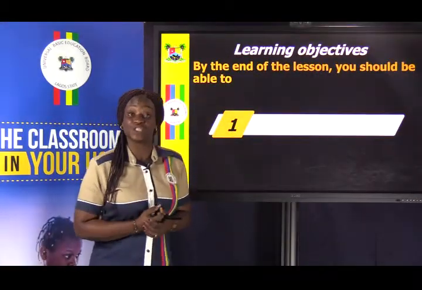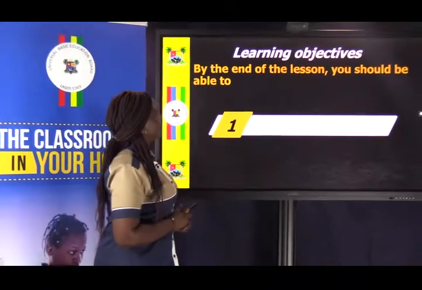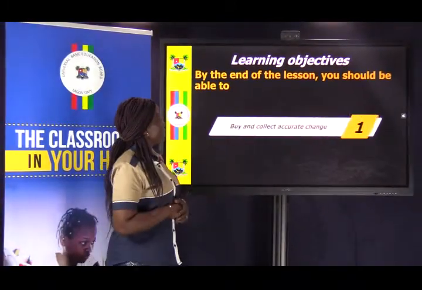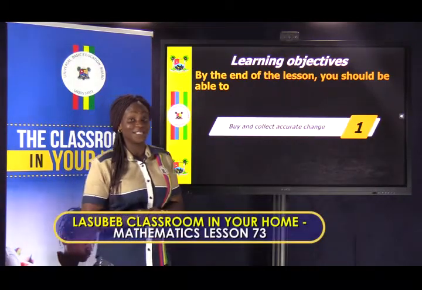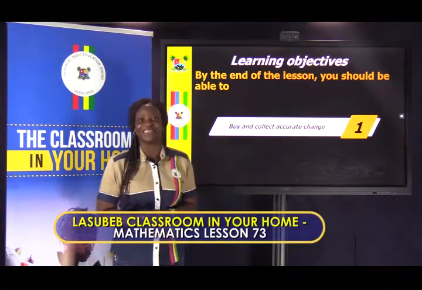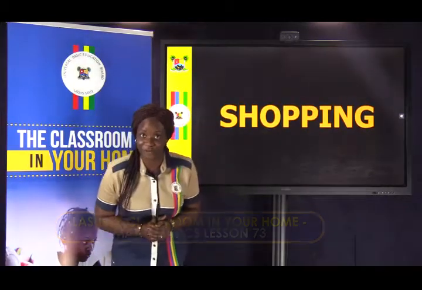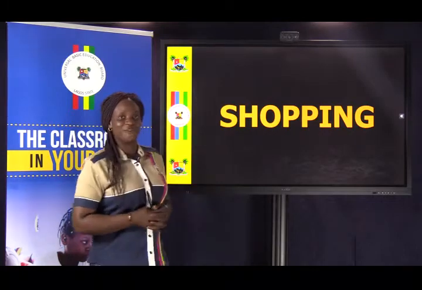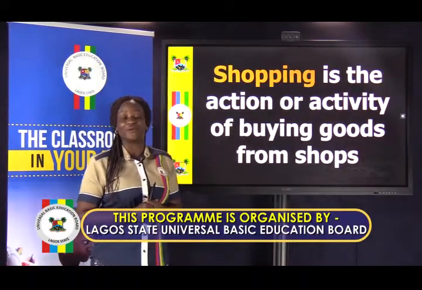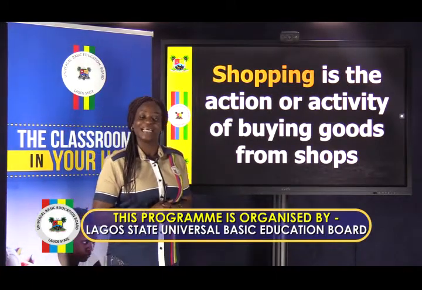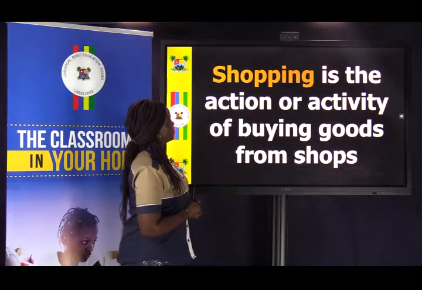Learning objectives. What do I expect you to be able to do at the end of the lesson today? By the end of the lesson, you should be able to buy and collect accurate change. Remember, today we are shopping and collecting change. Are you ready to shop and collect accurate change? Yes, I am ready, and I believe you're ready too. What do we need to shop and collect accurate change today? Yes, 100% attention and focus.